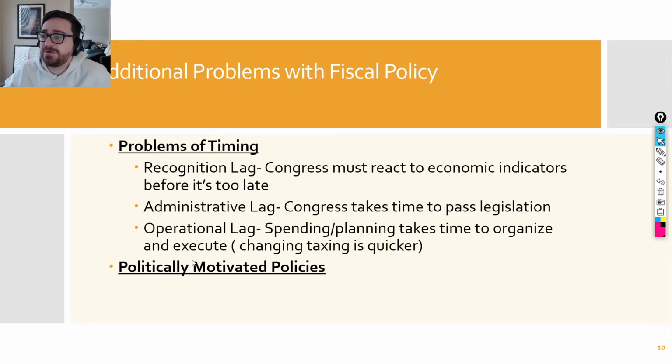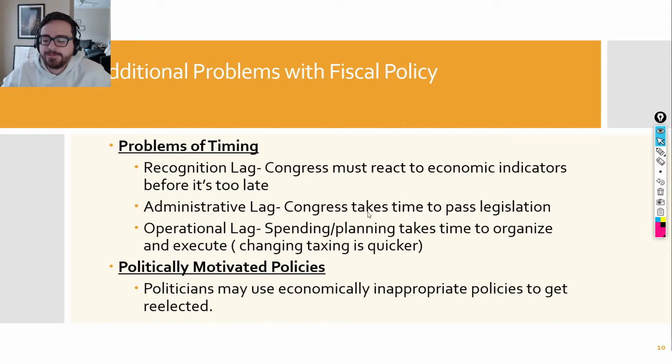The second issue is politics, which I already kind of mentioned on administrative lag, but this is a more important one, which is politicians are not always at the forefront of what is the most economically appropriate policy. I mentioned this with President Trump and with President Bush, and I could make this sort of an observation about Republican presidents in general. This is not a criticism of the Republican Party.